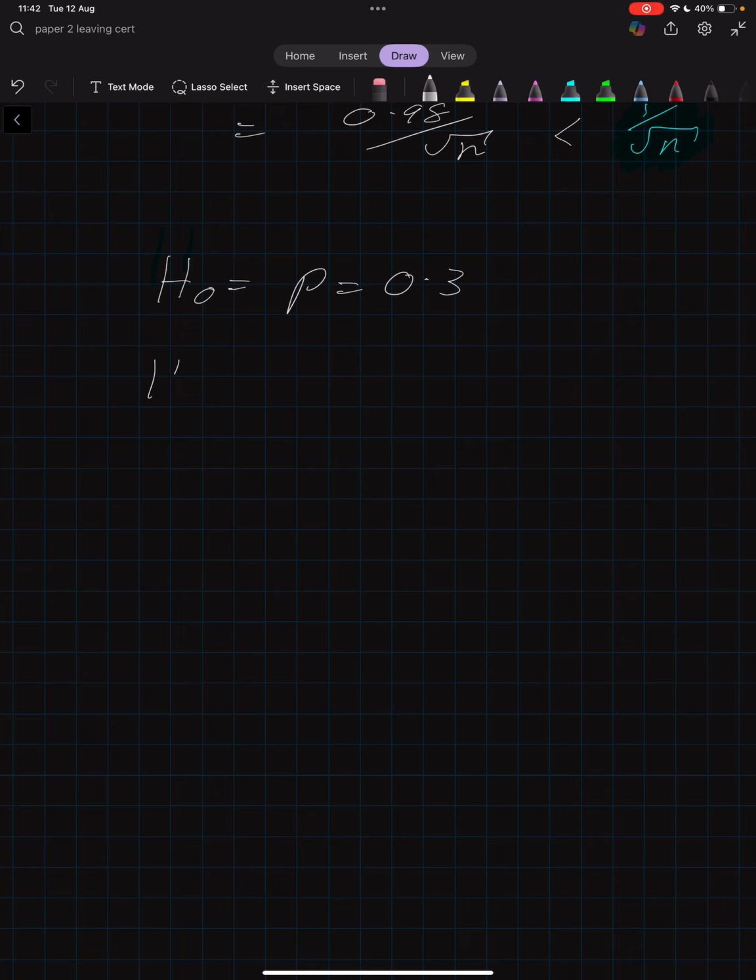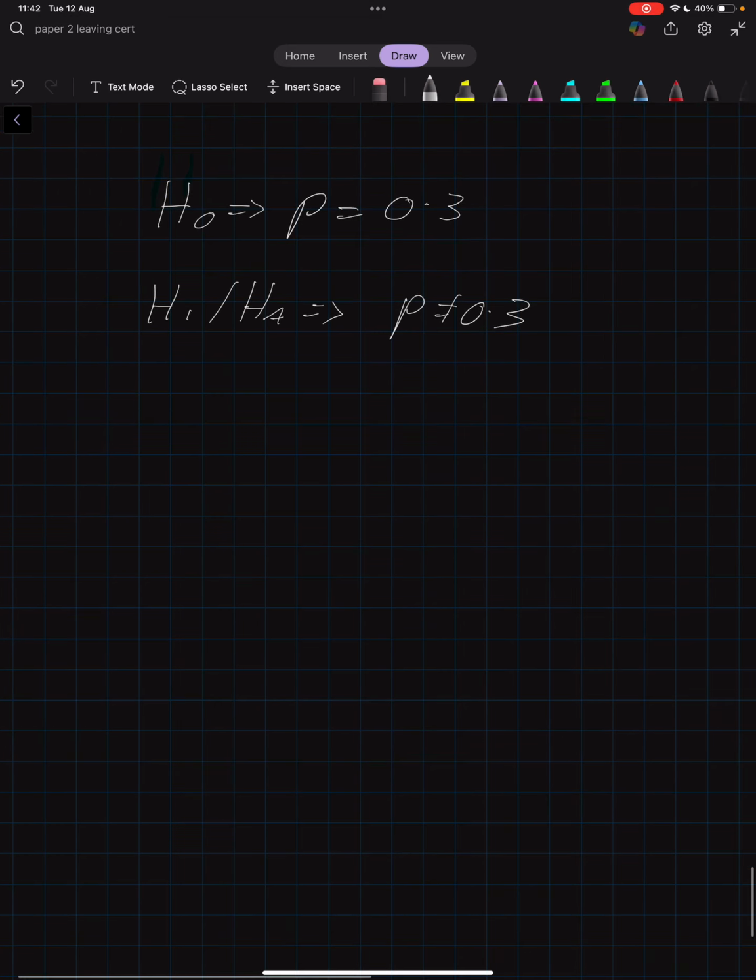The alternative hypothesis, which is H1 or HA, is just P not equal to 0.3. That's all. Basically, your alternative hypothesis is just the opposite of what you said for your null hypothesis. Your null hypothesis is like your baseline, what are we testing? We're testing, is the probability actually 0.3?